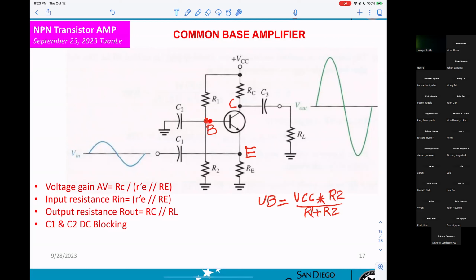The DC at this point will go to ground. You see that? Without the C2 here, DC at the base will go to ground, and the transistor is not working. So that's why they need C2. For DC, it is open. That means the DC voltage cannot go to ground. AC will go to ground, but not DC. That's the reason why we need C2.